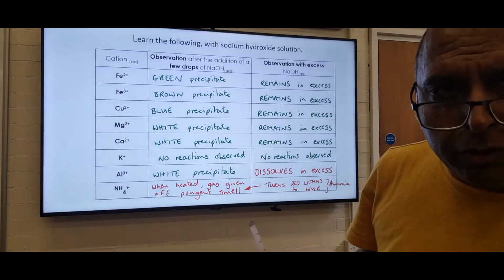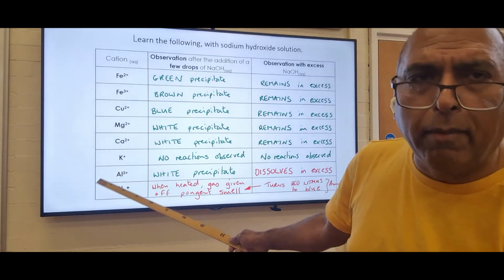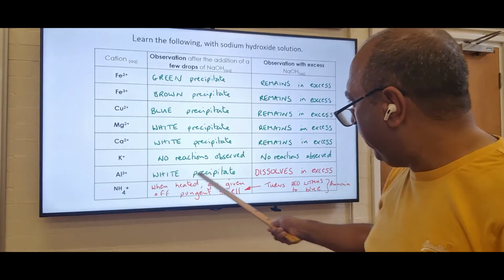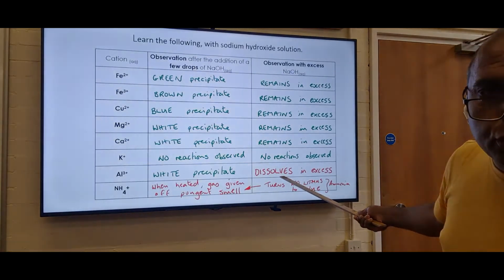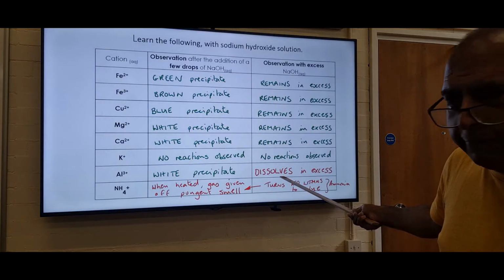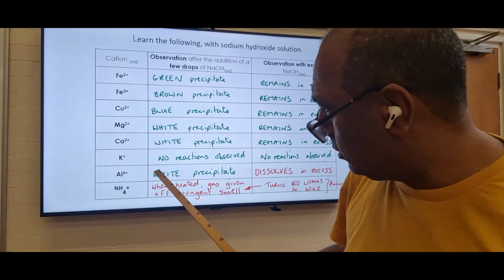And then the bottom two, they do prove aluminium ions and ammonium ions. Aluminium ions give you a white precipitate. Can you see that? It dissolves in excess, learn that. Aluminium ions are the only ions that will do that.